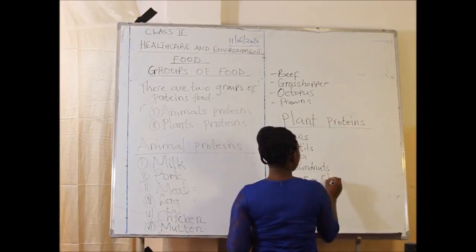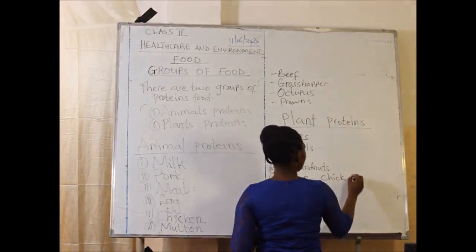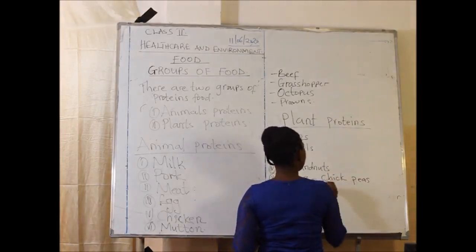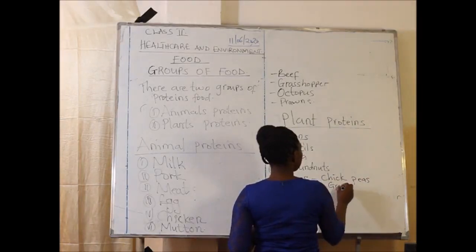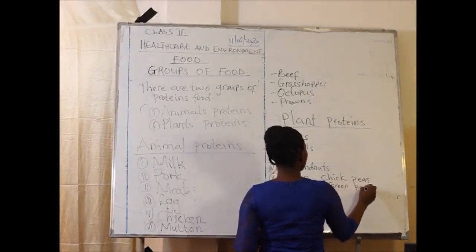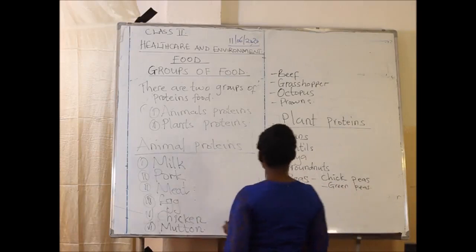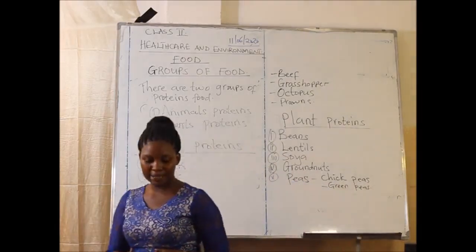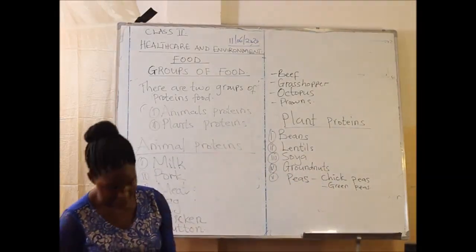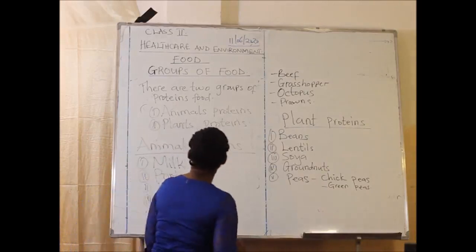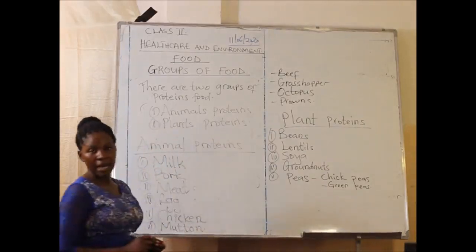In peas we have chickpeas and green peas. Those are foods we get from plants which are rich in protein. Now let us continue with another group.